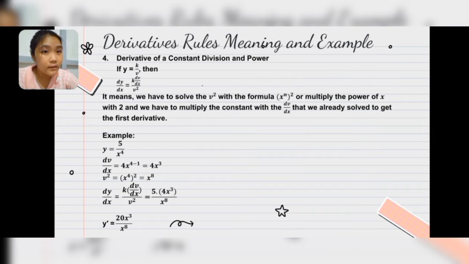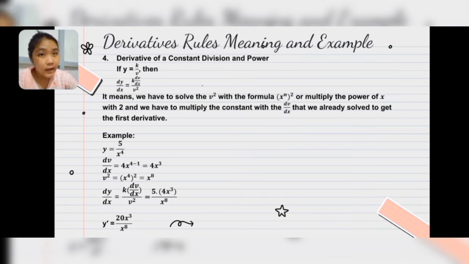Number 4, derivative of a constant division and power. If y equals k per v, then the formula that appears is dy per dx equals k dv per dx per v with 2 power. It means we have to solve the v with 2 power with the formula x the power of n, and then multiply by 2, or we can say multiply the power of x with 2, and we have to multiply the constant with the dv per dx that we already solved to get the first derivative.